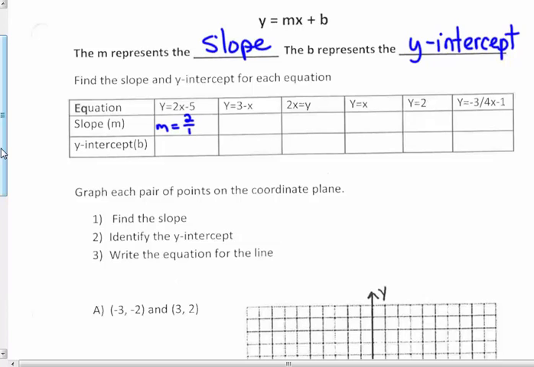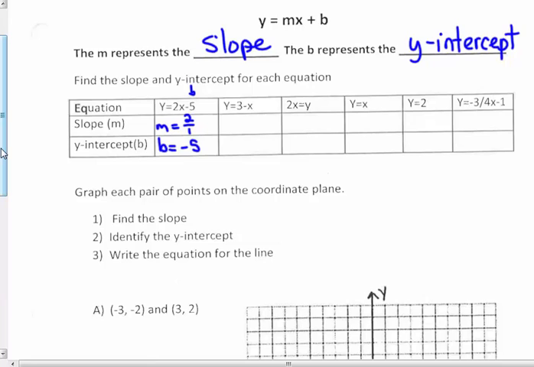And I'm going to even write m equals. So the slope of 2x minus 5, the slope is 2 over 1. The y-intercept here, the b, is negative 5. So b equals negative 5. I'm even going to write b equals negative 5, just to get in the good habit.